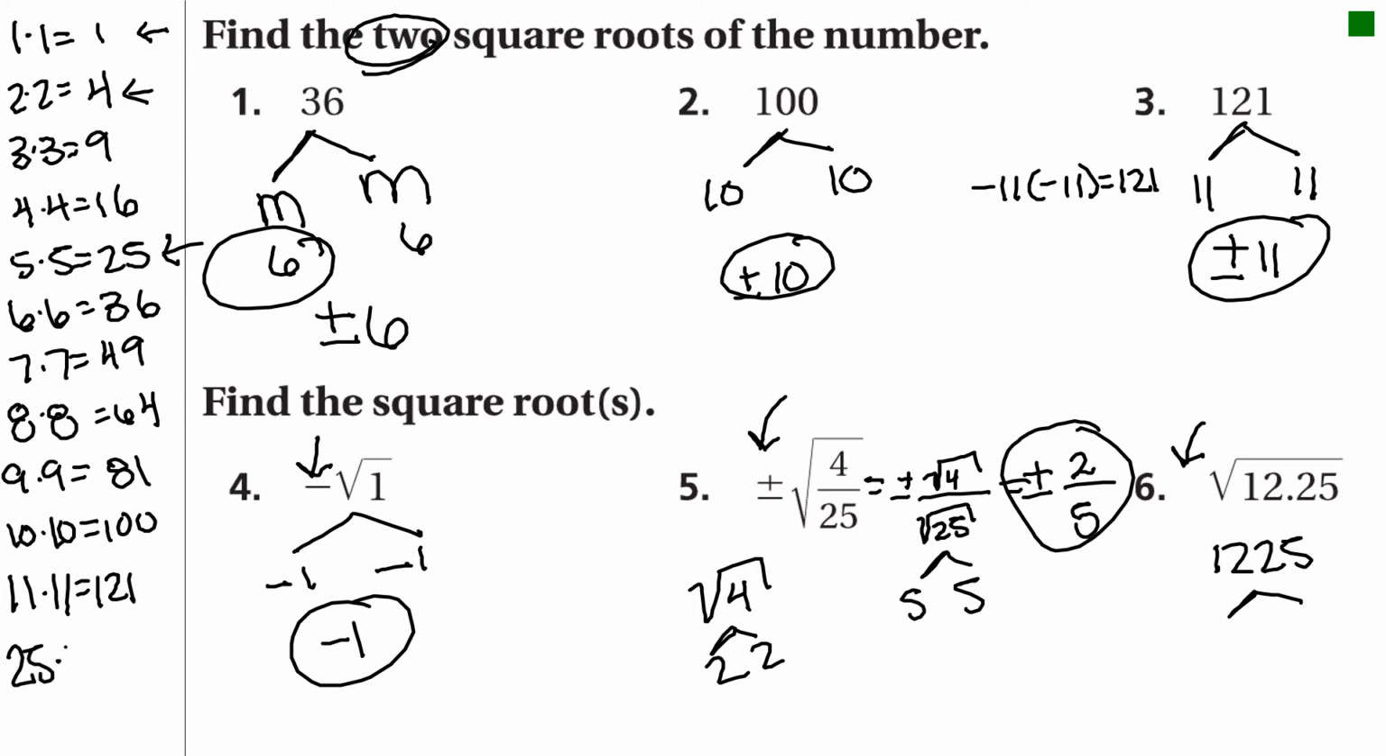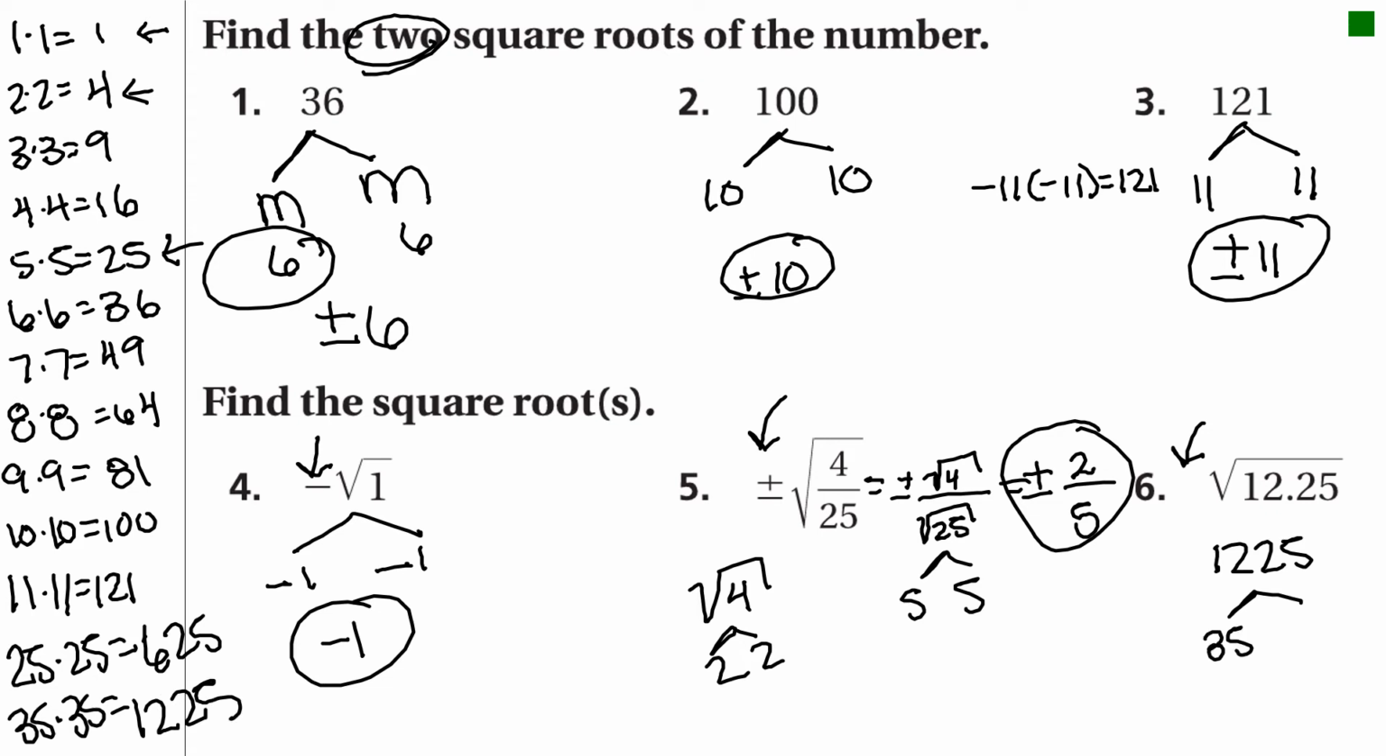Let's see what 25 times 25 is. 25 times 25 is 625. Still too low. Let's jump a little bit higher. Let's go to 35 times 35. 35 times 35 is, perfect, 1,225.